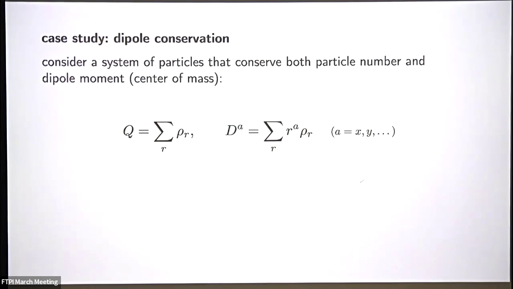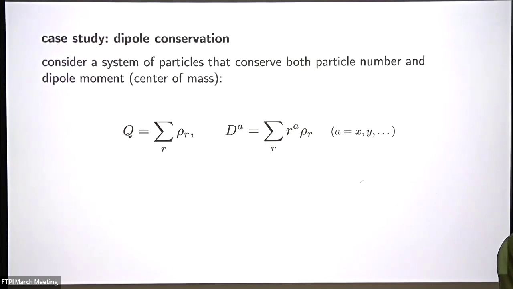As a case study that we'll be returning to several times in this talk, we're going to consider a system of particles with the following conservation laws. We're going to consider both the total number of particles in the system and the dipole moment, all components of the dipole. This just means the center of mass. We're going to have these two conservation laws.